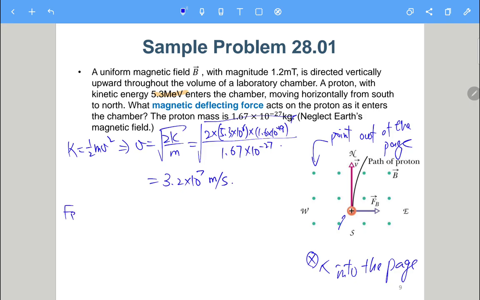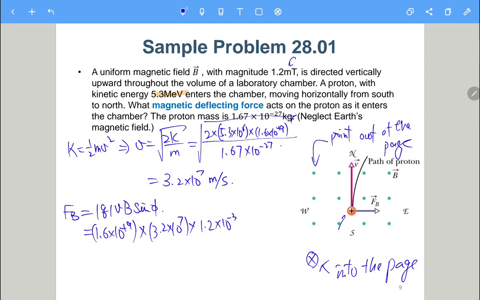The magnitude of the Lorentz force F_B will be q v B sine of phi. Q is the elementary charge for a proton, 1.6 times 10 to the minus 19, times the velocity, 3.2 times 10 to the 7th power. The magnetic field here is 1.2 millitesla. It seems I have not mentioned that the SI unit for the magnetic field is the tesla. Nowadays, Tesla is also the brand of a car, from Elon Musk.